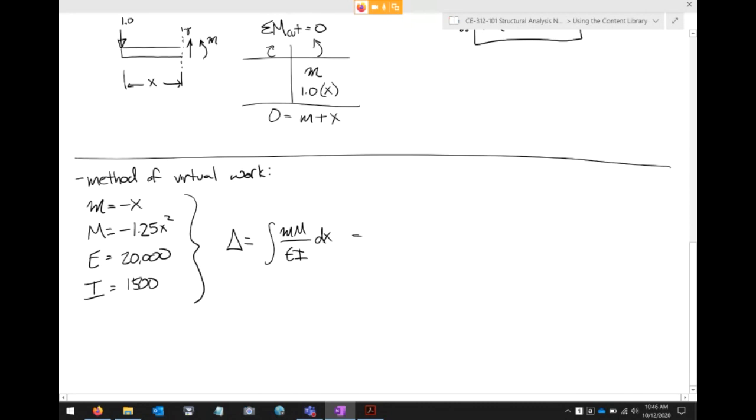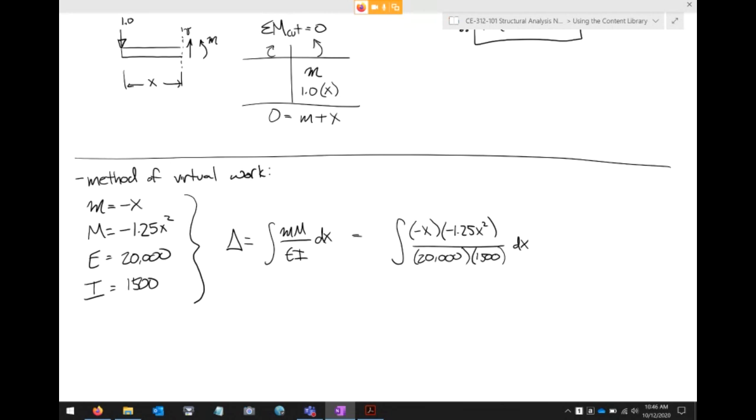Okay, so first off, we're going to have the integral of minus x times minus 1.25 x squared over EI. E is 20,000, this is 1,500, dx. Now, a couple things that we have to fill in.